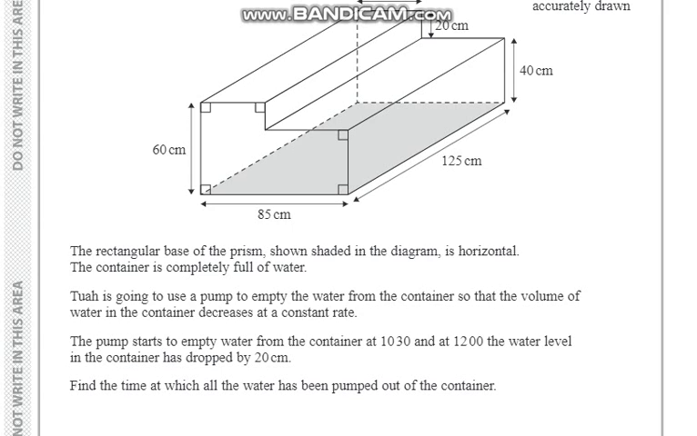The pump starts to empty water from the container at 10:30, and at 12 the water level in the container has dropped by 20 centimeters. So that's 1 hour 30 minutes in which the water level has dropped 20 centimeters. Find the time at which all the water has been pumped out of the container.